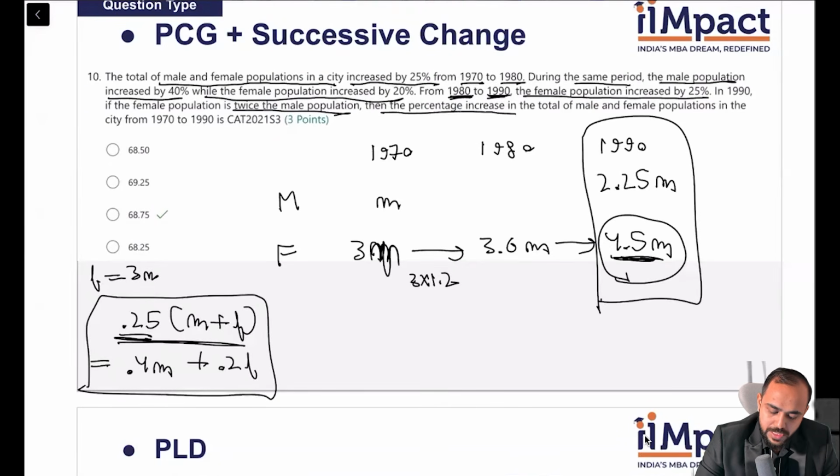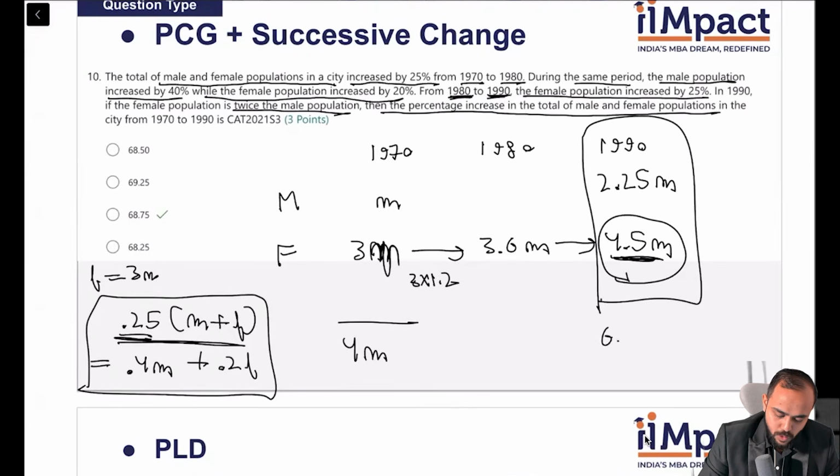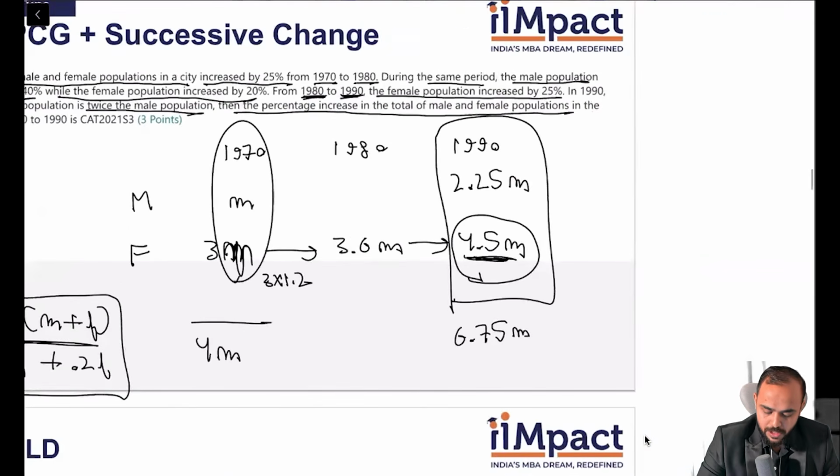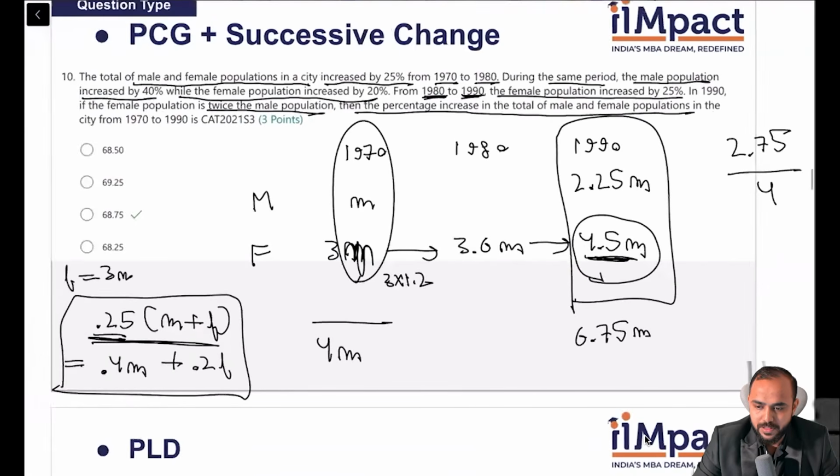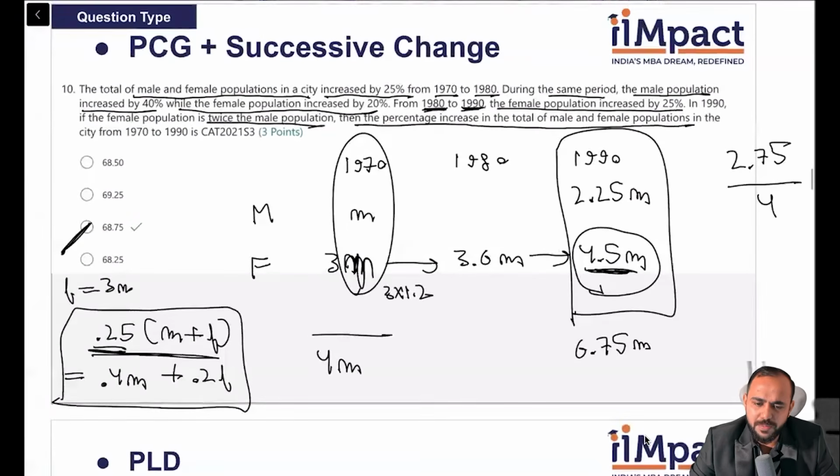The percentage increase in the total of male and female. So initial total was 4M. The final total is 6.75M. So the percentage increase from 1970 to 1990 is 2.75 divided by 4, which will come out to be 68.75%.